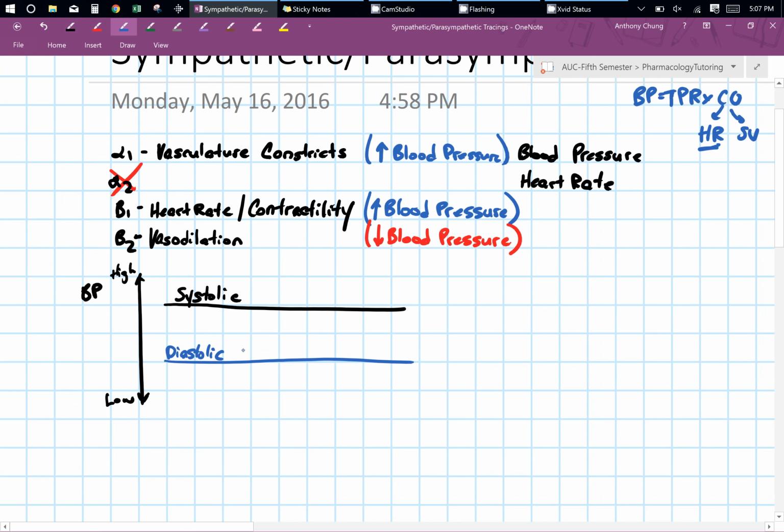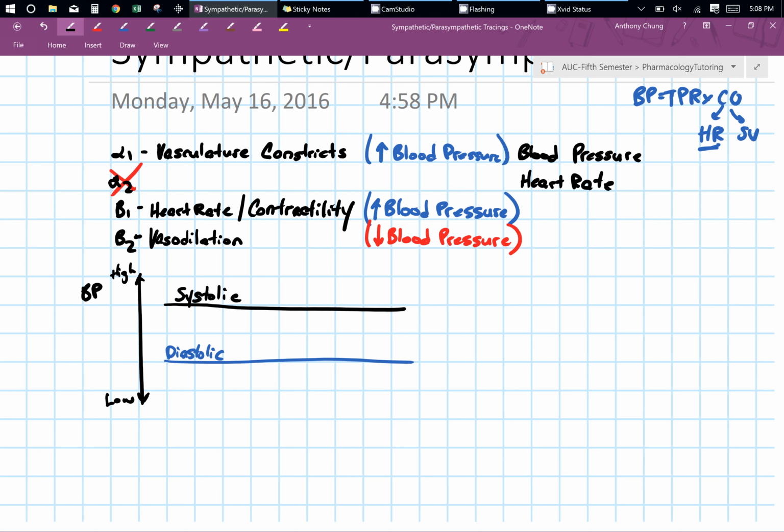But let me show you. This is what I drew on my exam when I was doing these questions, and I thought it helped me. I hope that it will help you too. So first thing, alpha 1. If it constricts, what happens? Total peripheral resistance goes up, or does it go down? It goes up.